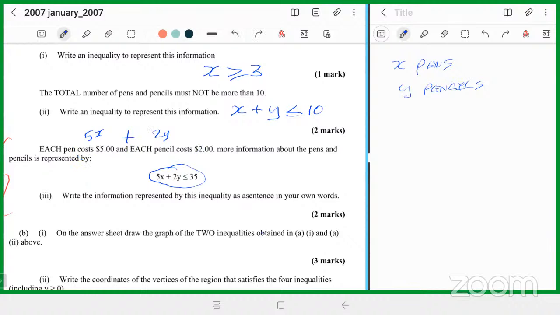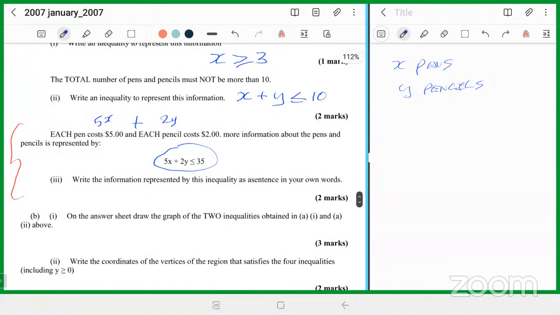Anybody can tell me what you think this means in your own words? Just tell me what you think it means. 5X plus 2Y is less than or equal to 35. What does it mean? Sir, you can only have the two of them combined being less than 35. The two of them, what do you mean? Remember now, this is about the money that she spends.